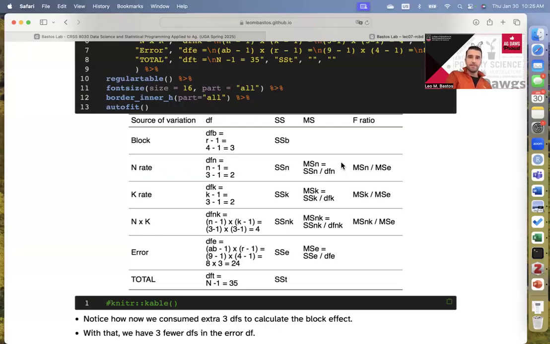Yes, Ashbin. Dr. Bastos, suppose the experiment has only one replication. Is there any way we can analyze this data, and is it a valid experiment?